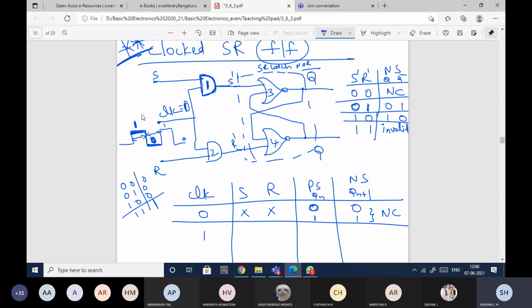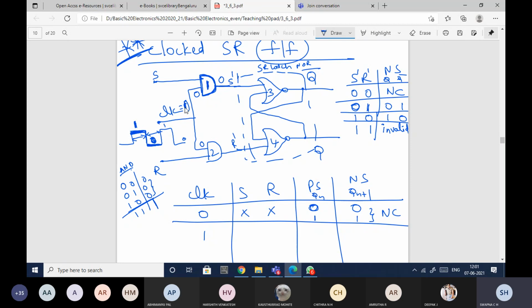See here, clock is equal to 0. It means that one input of the first AND gate and of the second AND gate is 0. We know that if one input to an AND gate is 0, the output of that gate will be 0 only. Only when all the inputs to the AND gate are 1, the output will be 1. Otherwise, it will be 0. This is nothing but the truth table of the AND gate.